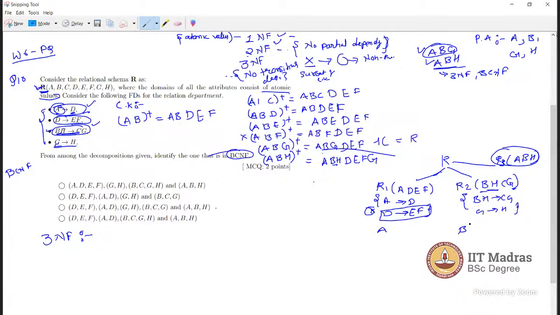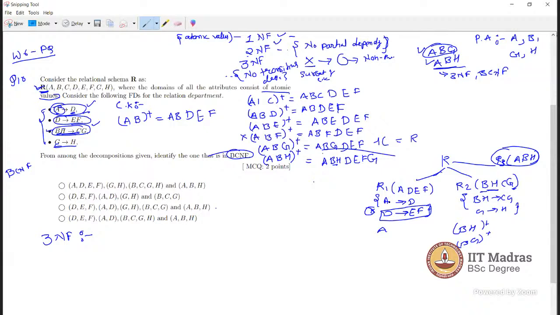Let us take the closure of B. We will not get anything. A single attribute will not determine, G will also not determine. If we take BH, BH is one of the candidate keys. BG is also a candidate key, right? Yes, sir. So BH and BG are the candidate keys.